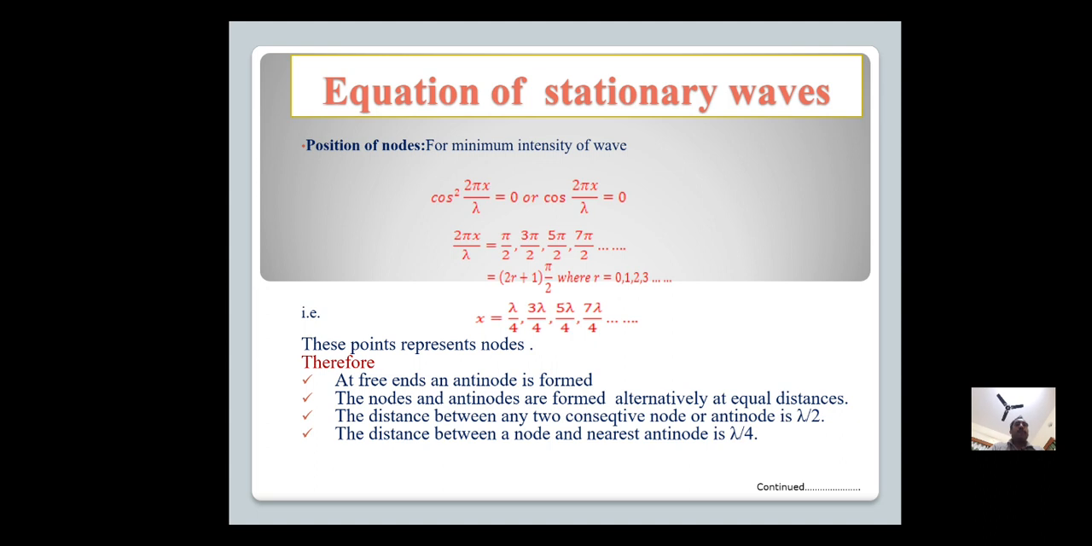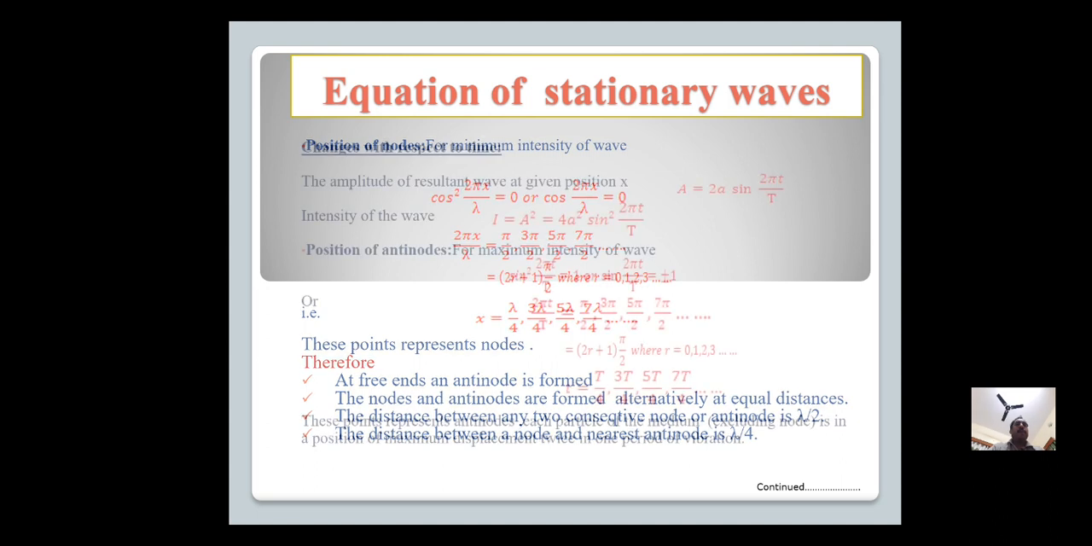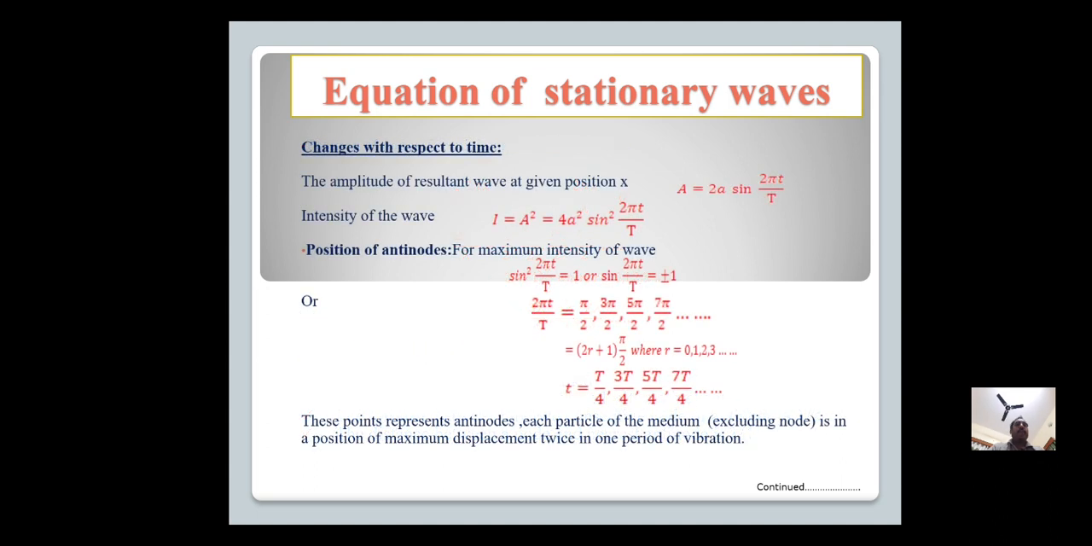The nodes and antinodes are formed alternately at equal distances. The distance between any two consecutive nodes or antinodes is lambda by 2, and the distance between a node and the nearest antinode is lambda by 4, because at x equal to 0 an antinode is formed, and at x equal to lambda by 4 a node is formed.